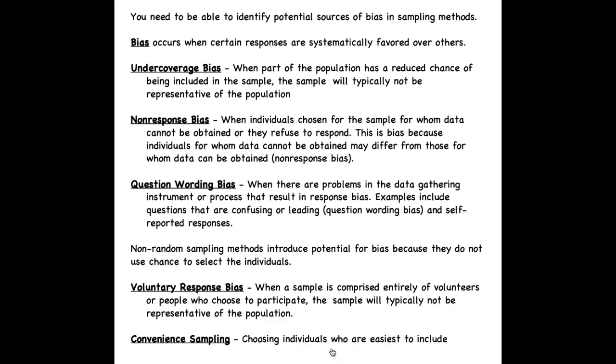The other major non-random sample issue is convenience sampling. That's when we choose individuals who are easiest to include, which happens often because it is easier. But the problem is, whatever characteristic makes a certain group of people easier to get data from might be related to what you're sampling about, or might make that group different from the people who are harder to get information from.